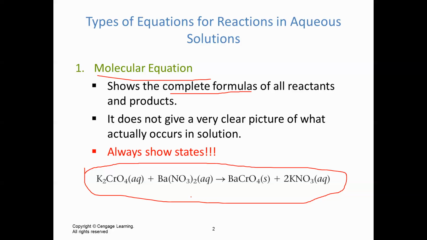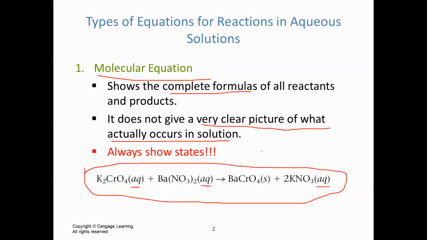One of the main advantages is that it looks really clean and nice on paper. But one of the disadvantages is it doesn't accurately show what really happens in solution. Any of these materials, which are ionic or strong acids or strong bases, dissolved in water, in other words in the aqueous state, are actually going to dissociate into ions. So while this looks pretty on paper, it does not clearly represent what actually happens in solution.